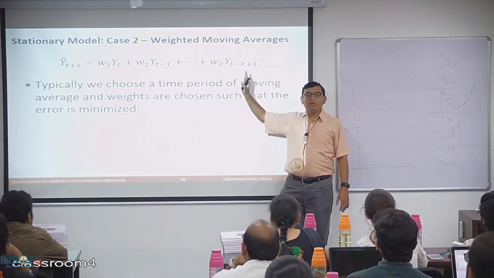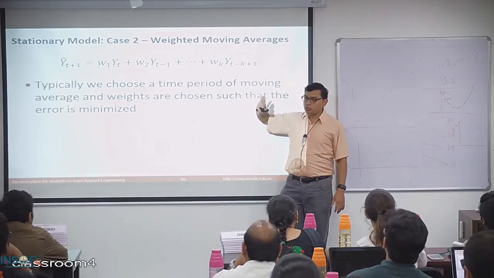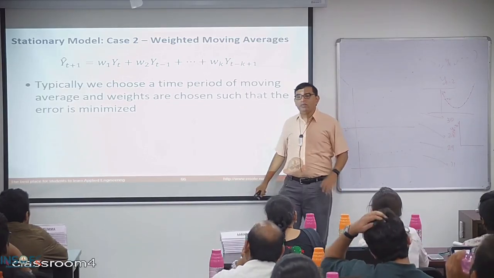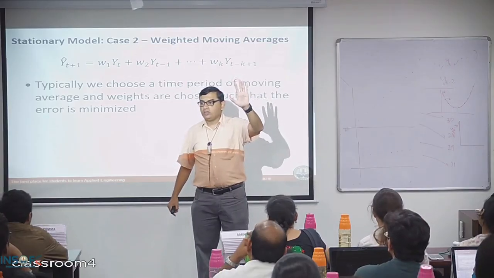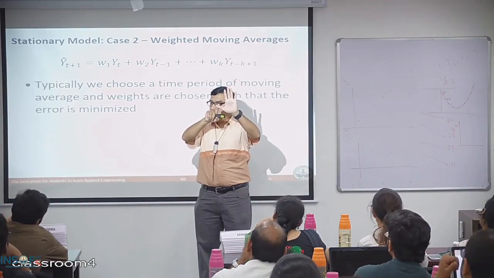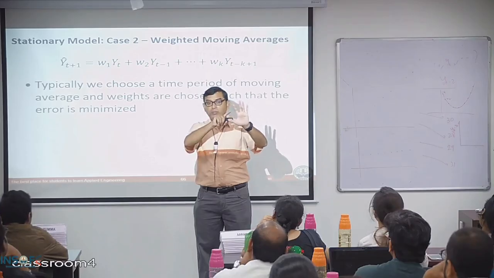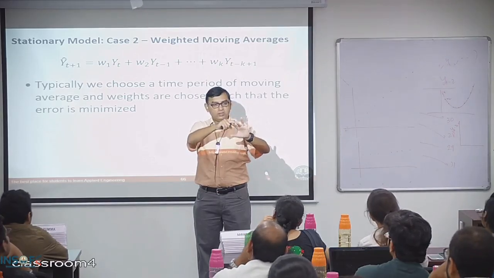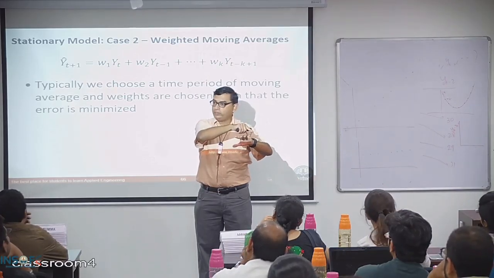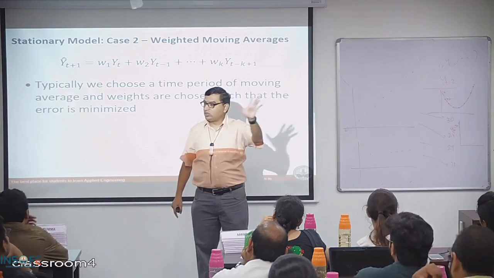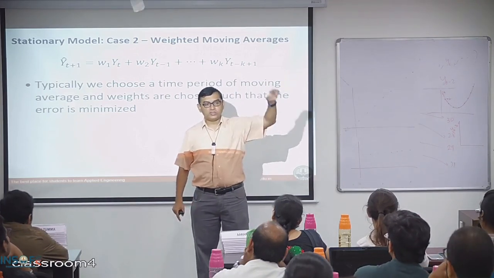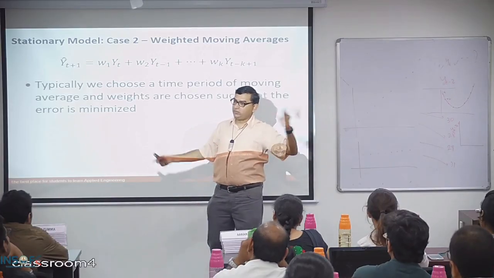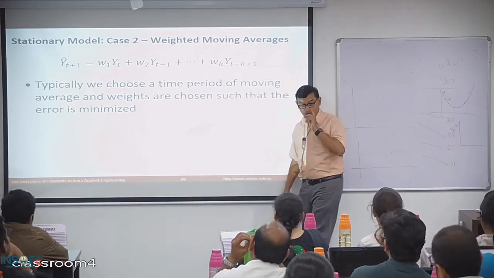The typical way the weights are chosen in a weighted moving average is the following. If you choose a window length of 5, then the most recent month will have a weight of 5, the previous month will have a weight of 4, then 3, 2 and 1, right? Those are the weights, and you divide by 5 plus 4 plus 3 plus 2 plus 1. That's the way you compute the weighted moving average.